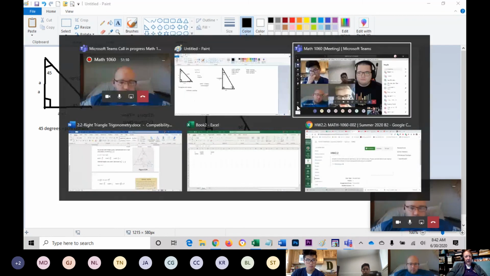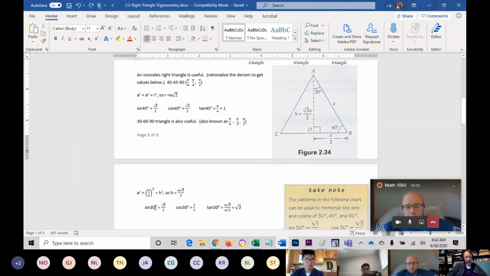All right, so I think I need to fix my notes here. This is the sine of 60. Oh, actually, I know what I did.